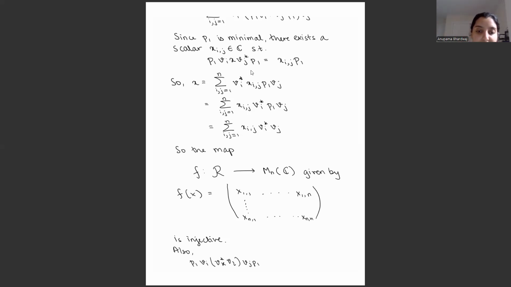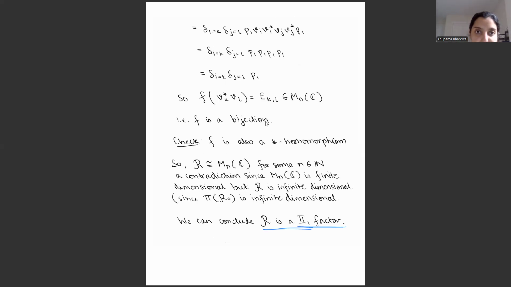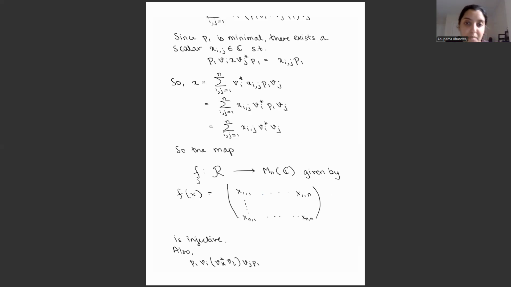And also, if I have f of V_k star V_l, this is again just a giant computation, but f of V_k star V_l is going to be the matrix e_kl, which is 1 in the kl place and 0 everywhere else. So I have that this map f from R to M_n(C) is in fact a bijection. And we can also check that it's a star homomorphism. So this is an isomorphism between the hyperfinite II_1 factor and M_n(C).